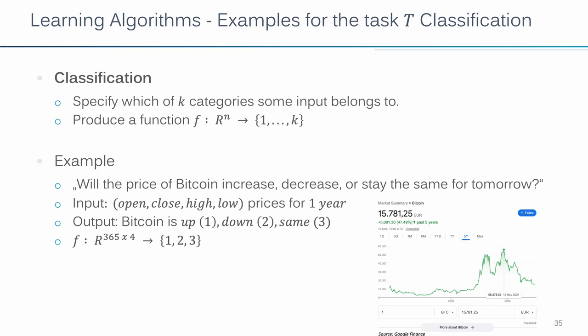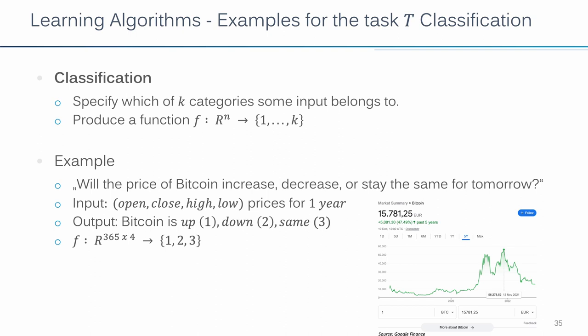Here's an example. Will the Bitcoin price decrease, increase, or stay the same tomorrow? The input could be the open price, the close price, the high and low of the day. So how did the price develop over a year? And then the output is three categories. It will go up, it will go down, or it will stay the same. So the function we want to learn maps from 365 numbers, that's the year, times four values, and that's the open, close, high, and low prices.